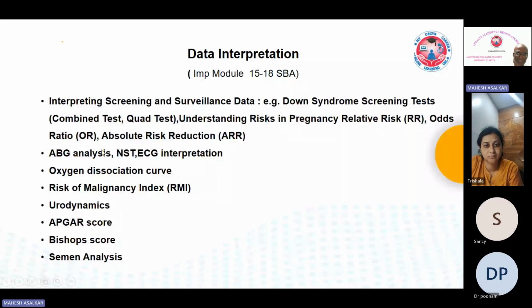Like for ABG, we will have a session, and they are asking to identify the condition, whether it is metabolic acidosis, metabolic alkalosis, and all. That's all. So I think this should also be an easy session for you.